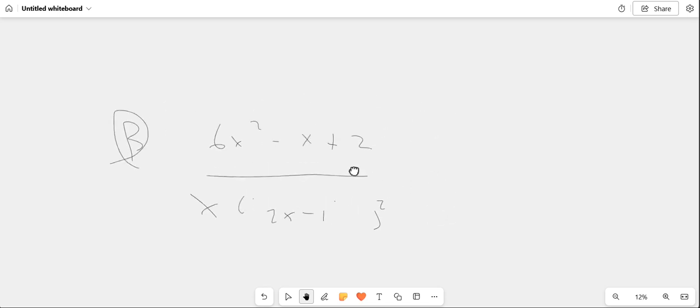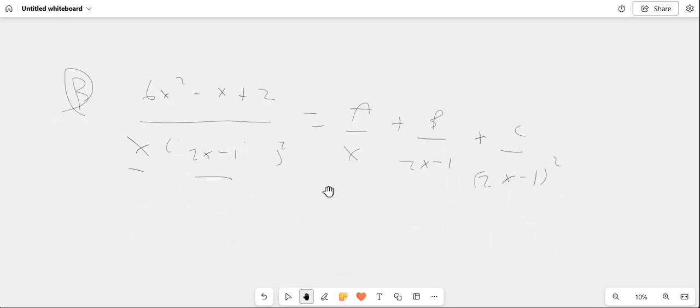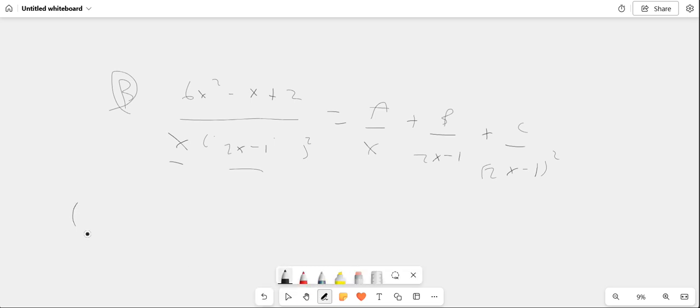So that's equal to a over x plus b over 2x minus 1 plus c over 2x minus 1 squared. So repeated. You do it over the first thing repeated, and then over the full repeated. And obviously make the left hand side equal to the right hand side, so that's 6x squared minus x plus 2 is equal to a open bracket 2x minus 1 squared.